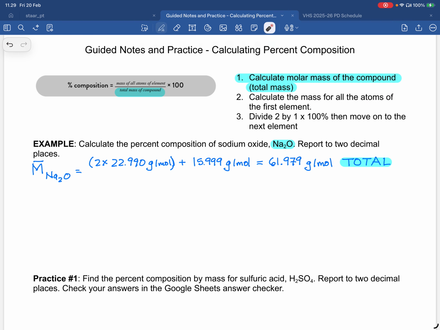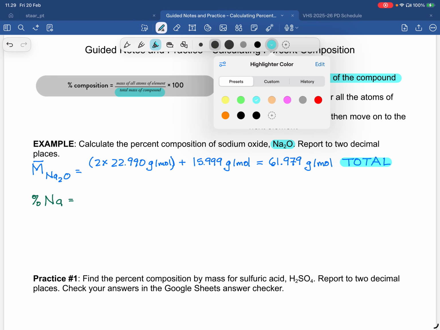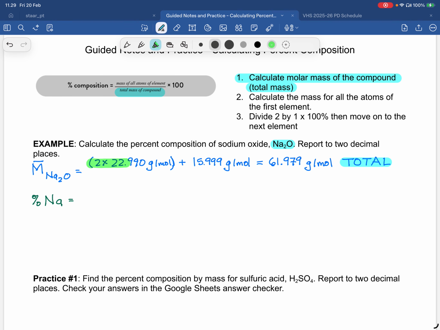All right, next, I'm going to calculate the mass for all the atoms of the first element. All right, so my first element is going to be sodium. So I'm going to switch to a different color, and I'm going to say the percentage of sodium in that compound. Well, how many sodium atoms are there? There are 2 of them. What is the mass of a single sodium atom? It is 22.990. So in actual fact, what I'm doing is I'm taking this part of the calculation that I've already done. I'm saying that is the mass of sodium.